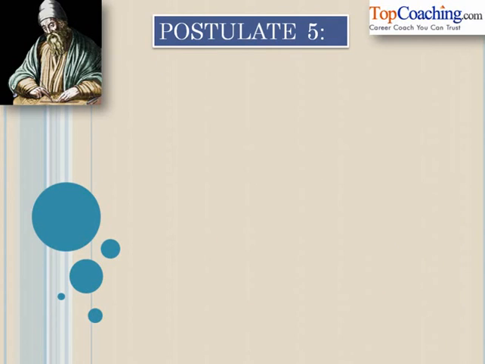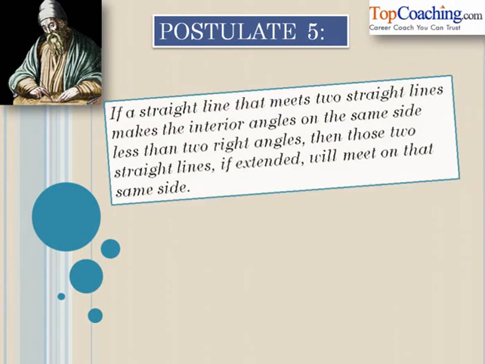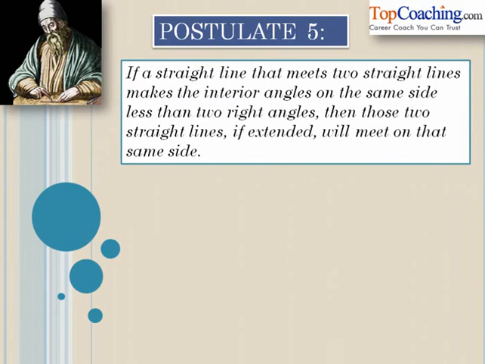Let's look at the 5th postulate. The 5th postulate says that if a straight line that meets 2 other straight lines makes the interior angles on the same side less than 2 right angles, then those 2 straight lines, if extended, will meet on the same side. Postulate number 5 says that if we have a straight line that meets 2 other straight lines, and makes the interior angles on the same side less than two right angles, or less than 180 degrees, then these two straight lines, if extended, will meet on the same side.